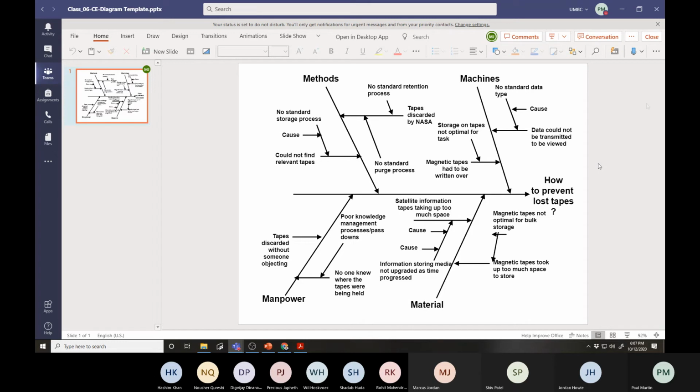And then kind of like Team 3 said, for manpower, no one knew where the tapes were being held. No one really cared, but either way, it's a poor knowledge management process or pass downs or whatever when people go from job to job.